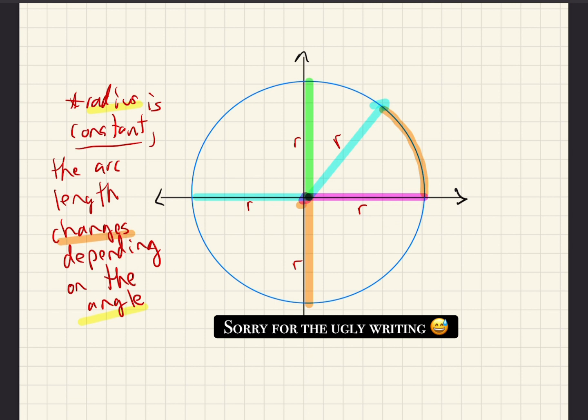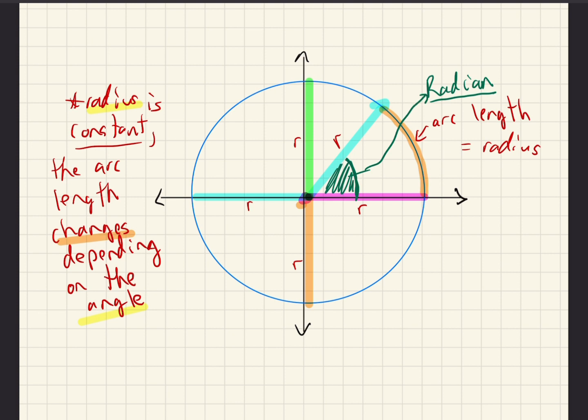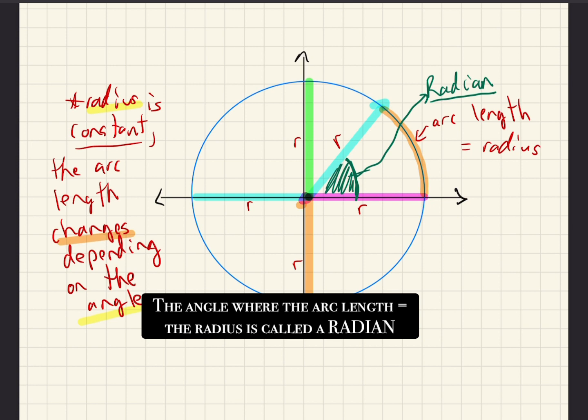Now, the point or the angle at which the arc length, and the arc length would refer to the orange over here, where the arc length is equal to the radius, we call that exact point a radian. So the angle at which the arc length equals the radius, this angle, I should say more specifically, this is the radian. I'm going to draw the connecting arrow over here. Now that's not always going to be the case, but there is a point where the radius and the arc length are the same.